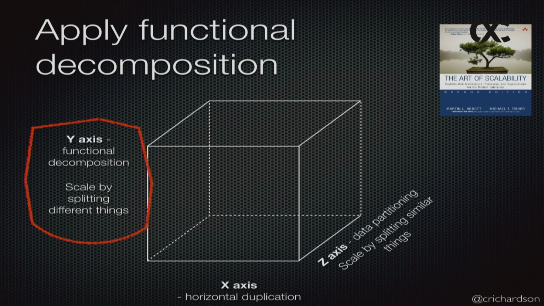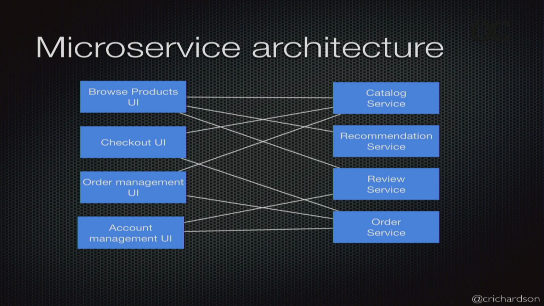So where it gets interesting is y-axis scaling or functional decomposition. And the idea here is that you break up your system by function, right? So you're functionally decomposing it into a set of microservices. And that, for me, is my definition of what microservices is about: y-axis scaling or functional decomposition. So if we apply that idea to the online store, we end up with an architecture that looks like this. So what were otherwise logically modules now become standalone services.